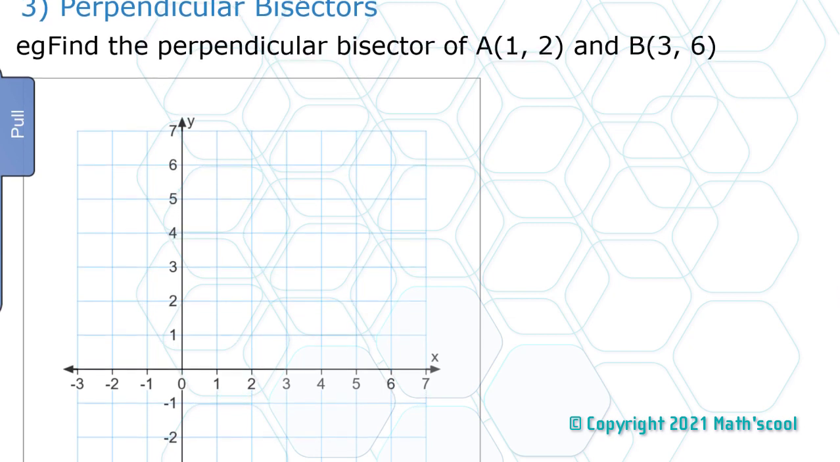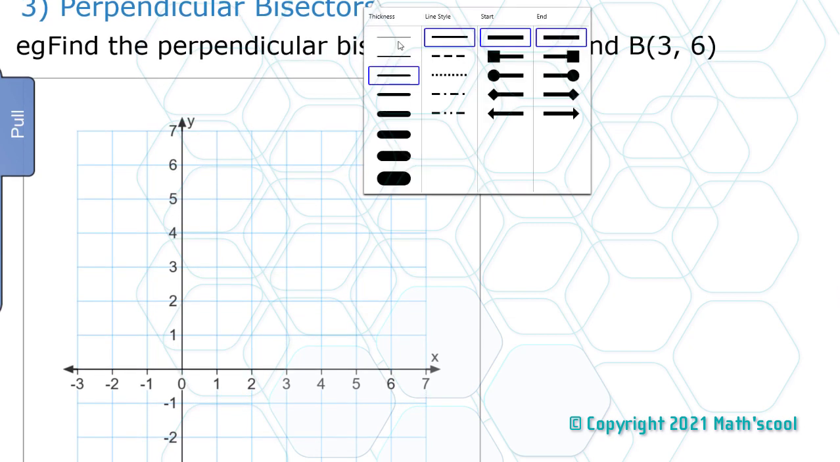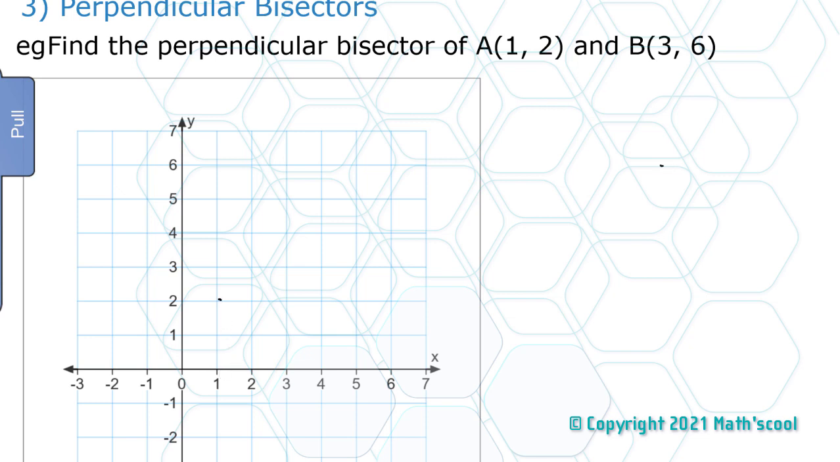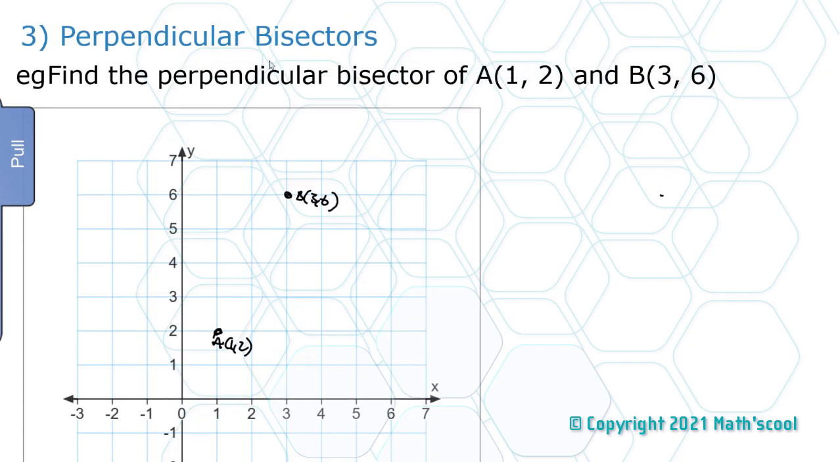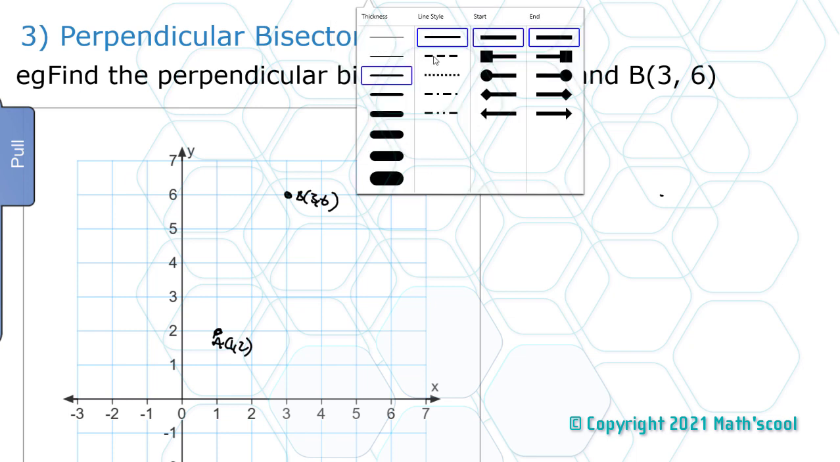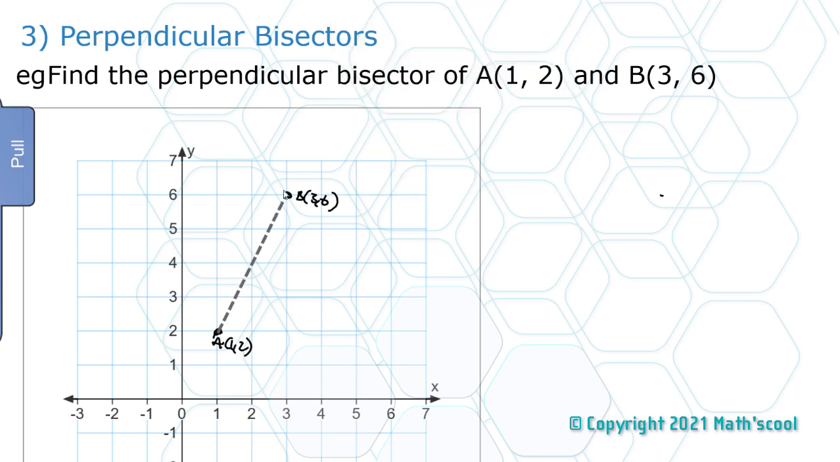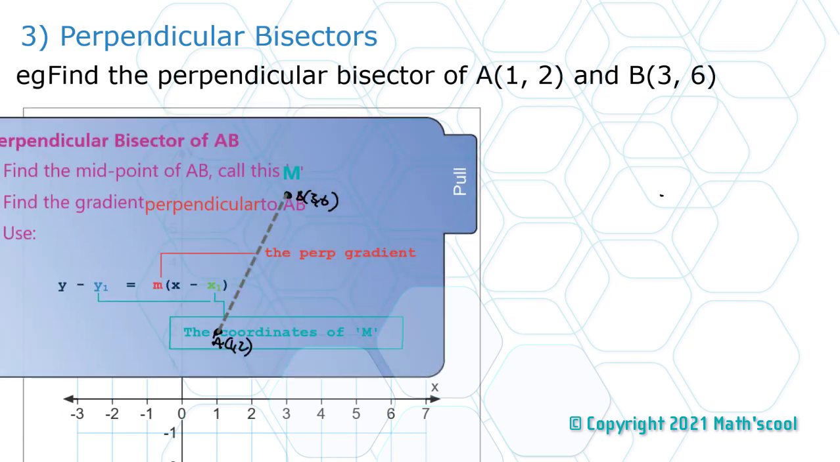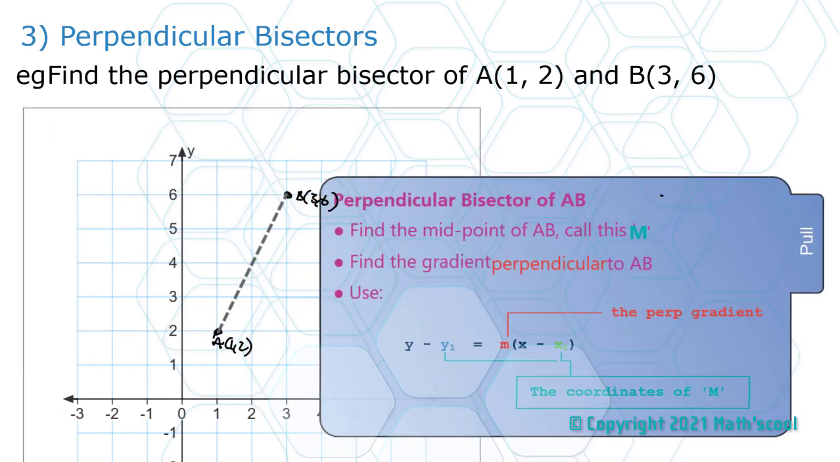Here I might just skip some of the algebra because it's going to be so obvious. A is 1, 2. B is 3, 6. I want the perpendicular bisector of AB. What does that even mean? Okay, so I want the perpendicular bisector.